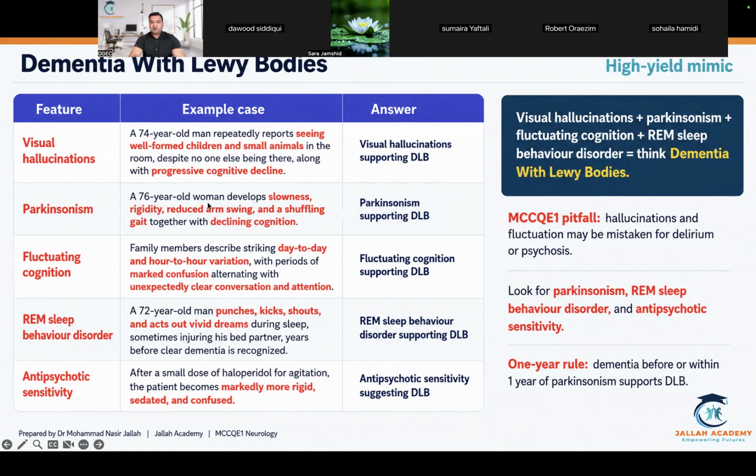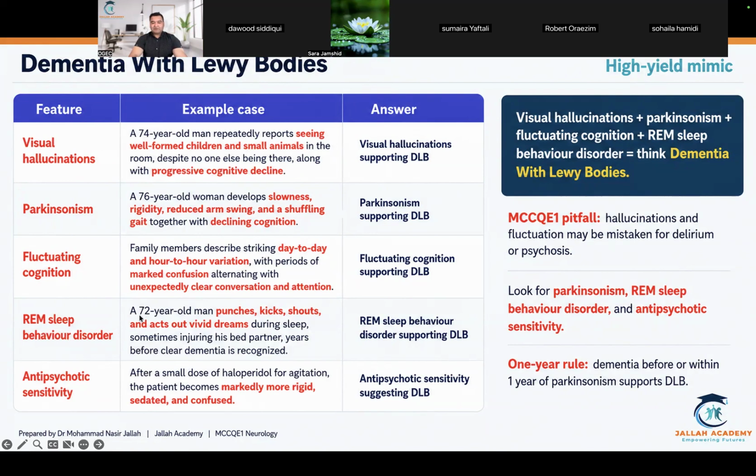A 74-year-old woman develops slowness, rigidity, reduced arm swing, and shuffling gait together with declined cognition, and fluctuation, day to day, hour to hour variation. So from one day to the next, from hour to hour, the patient is getting better and worse.